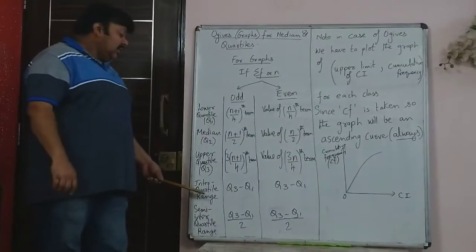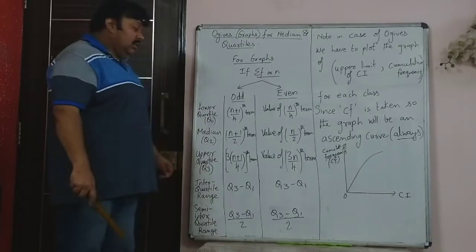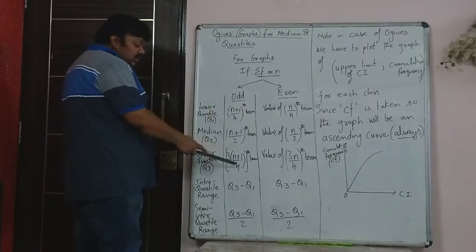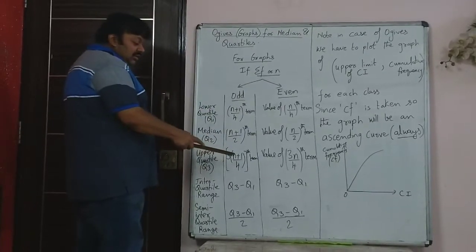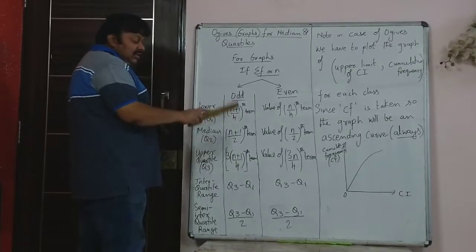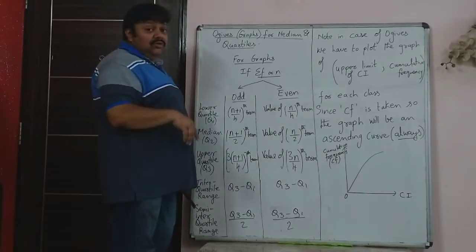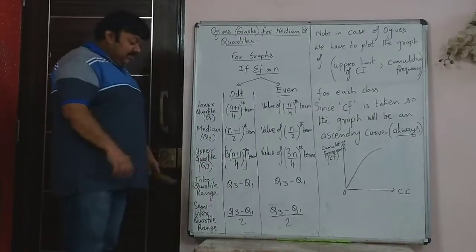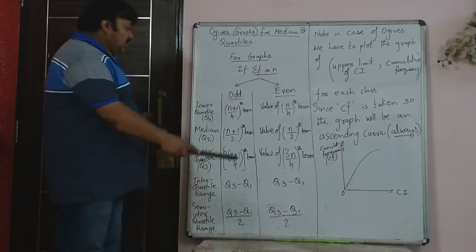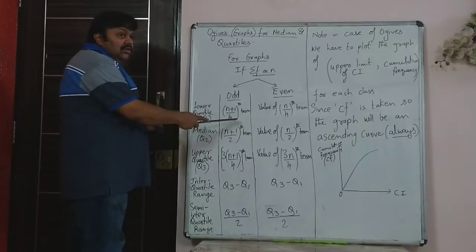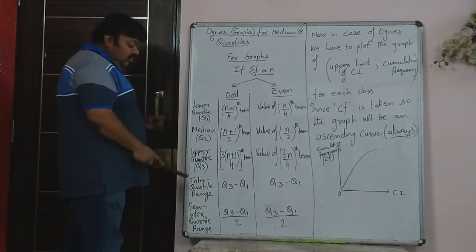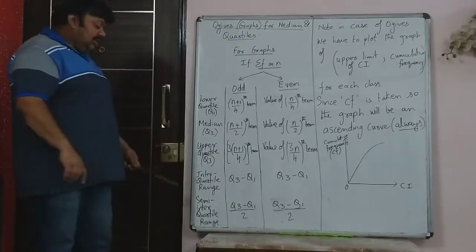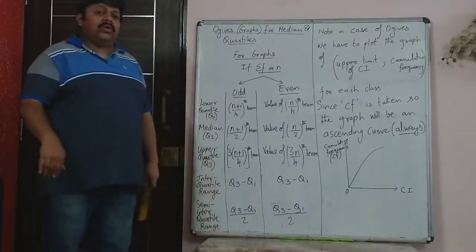Now next you have interquartile range, Q3 minus Q1. Whatever value you got here, minus whatever value you got here, those two values. It is not 75 minus 25. It will be the 75th term's value minus the 25th term's value. So that answer will be Q3 minus Q1. So you see the standard notations. Lower quartile is denoted by Q1, median by Q2, upper quartile by Q3, interquartile range is Q3 minus Q1, and semi-interquartile range will be Q3 minus Q1 upon 2.